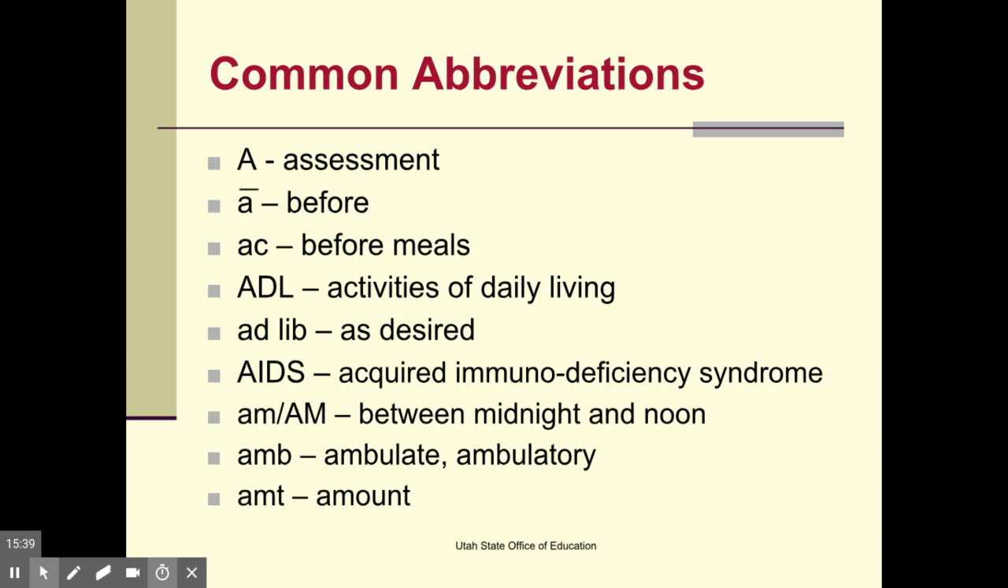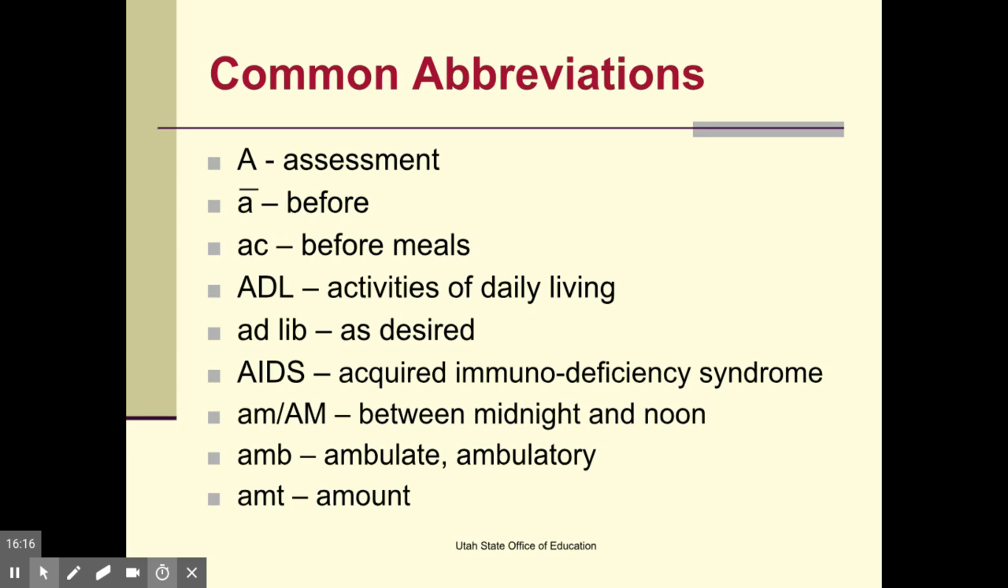Ad lib means as desired, not used as much anymore. AIDS, acquired immunodeficiency syndrome, still used. AM, either capital or small. Generally, you'll see it as all caps would be between midnight and noon. AMB as ambulatory. AMB is used quite a bit because it may be AMB slash AC, which would mean ambulate before meals.